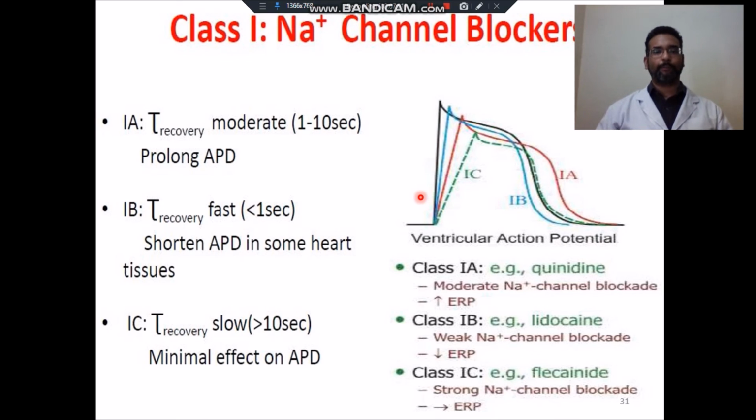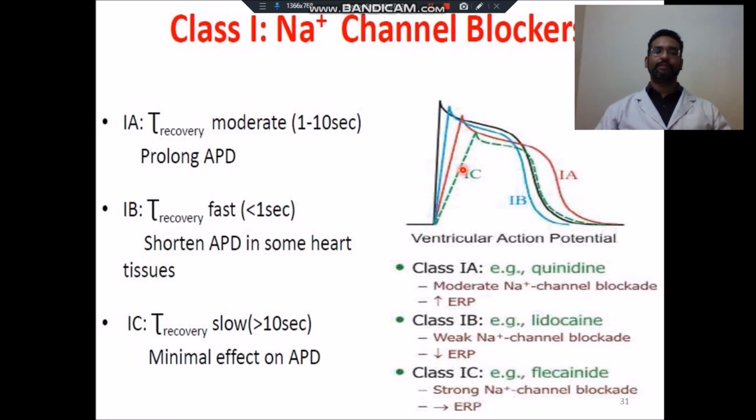So this is a comparison of all the three subclasses of class 1: 1A, 1B, 1C. All the three will suppress phase 0 of the action potential, but the degree of suppression is different. Like say 1C is most potent in suppressing, whereas blue color is 1B. 1B is very weak, and 1A lies in between. So 1A is moderate, 1C is very strong. 1C is strong, 1A moderate, and 1B is very weak.